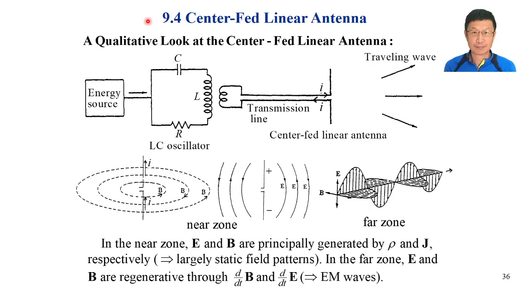Today we will talk about the center-fed linear antenna. This is the last section of chapter 9. Last Tuesday, we talked about part of the center-fed linear antenna, pages 36 to 40, and today we still have 5 pages to go, 41 to 45.